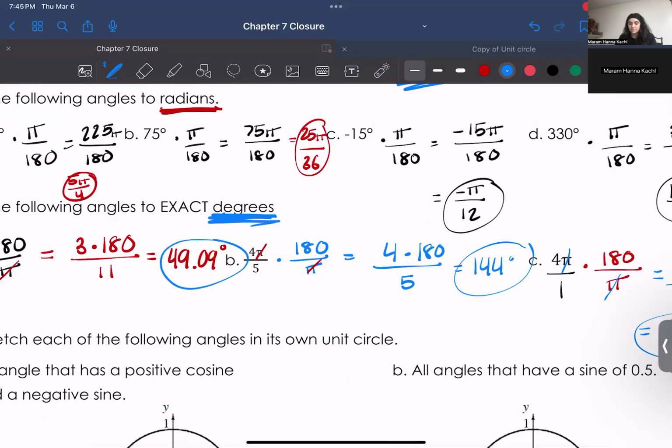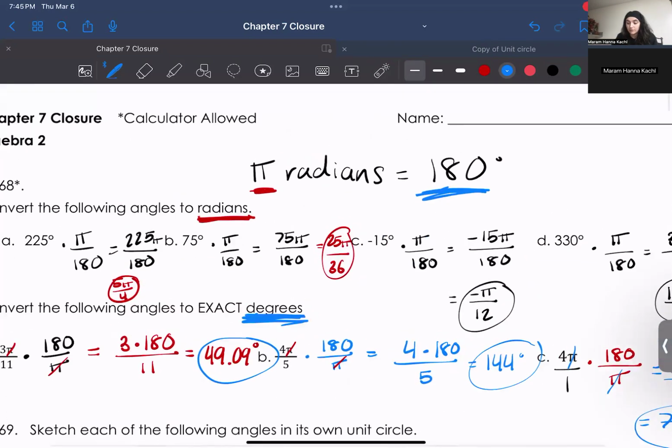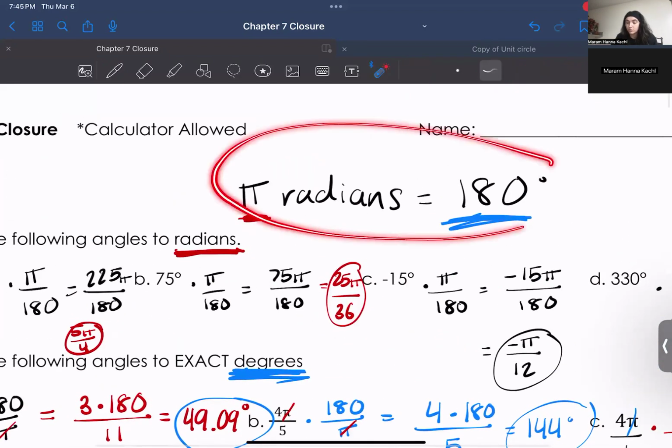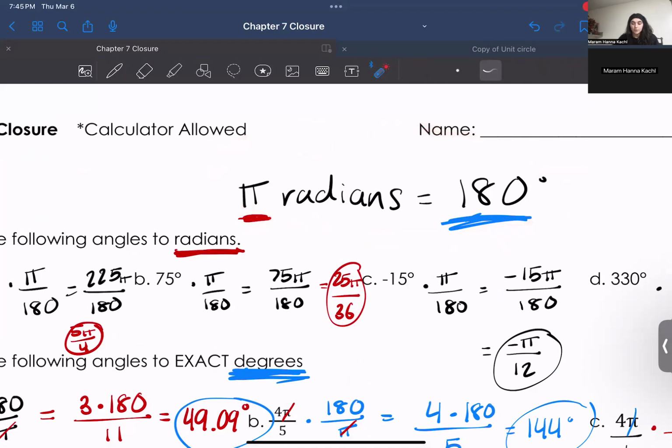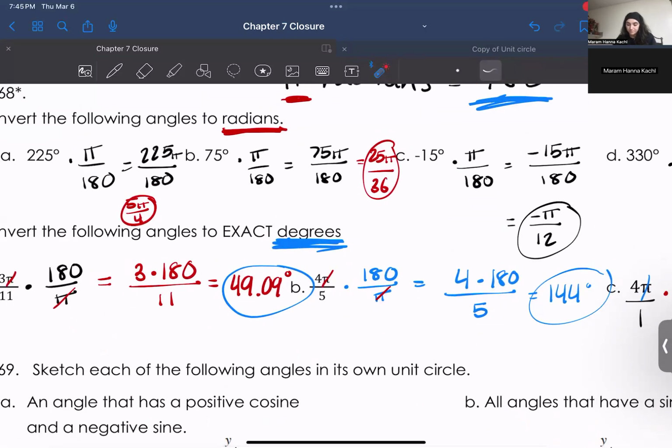I'll circle that last one. So just making sure you know when you're multiplying by this fraction, it's nice that we'll have this on the assessment resource page. You just have to know which one to put on top. Remember that whatever I want to make it into is the one that I put on the top. If I'm making it into a radian, then I want pi to be on top. If I'm making it into a degree, then I would want the degrees to be on top.